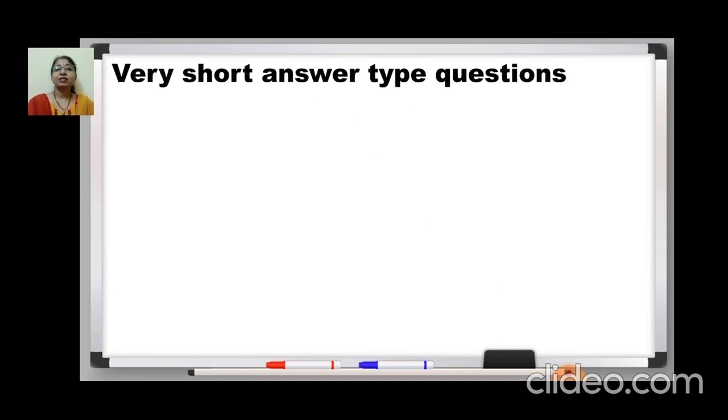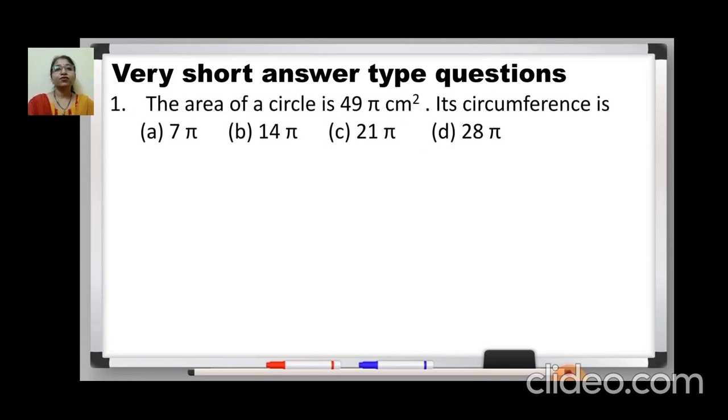Now we'll see some very short answer type questions which can be asked for 1 mark. The area of a circle is 49 pi centimeter square. Its circumference is. Options are given: 7 pi, 14 pi, 21 pi and 28 pi. So what will be the answer? You cannot guess it orally. So let us find its solution.